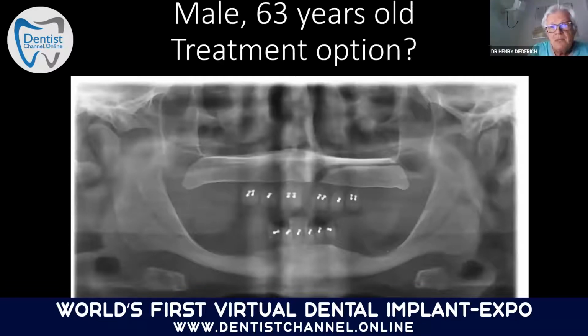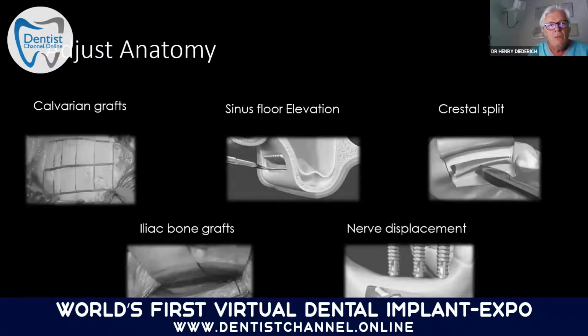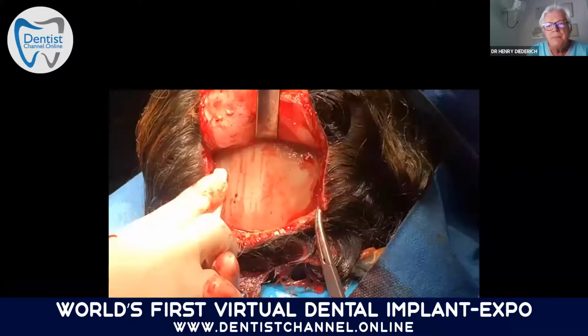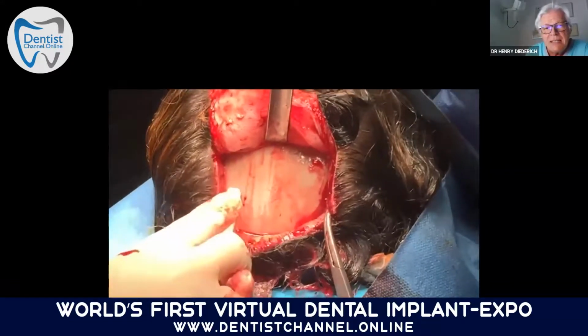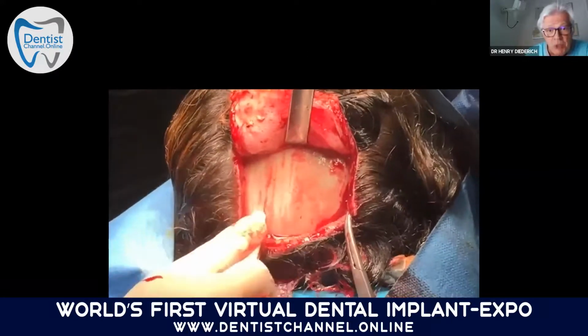Here, this is a male of 63 years old. Treatment options, what are our possibilities? Or here, this female, 61 years old. What is our treatment option? Well, we may adjust anatomy by calvarian grafts, by sinus floor elevation, by crestal split, by iliac bone grafts, or by nerve displacement. We may harvest the bone from the skull, like here, which is a classical procedure. Here you see, we take the bone from the skull. That is an opportunity, it is a treatment option.